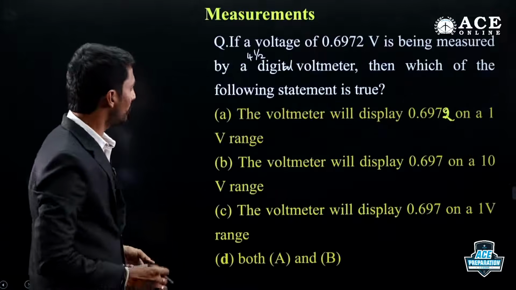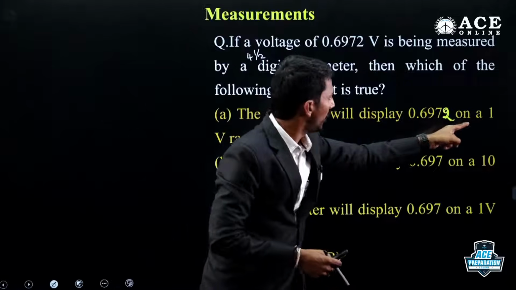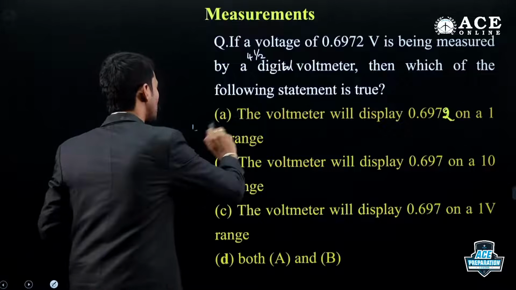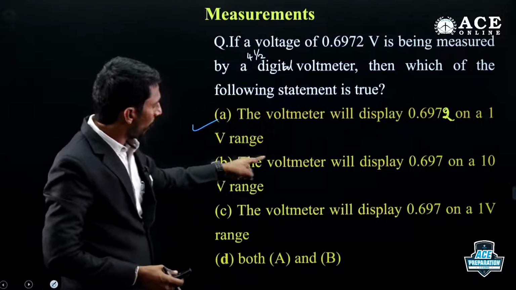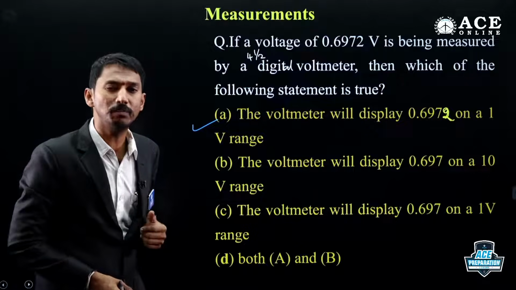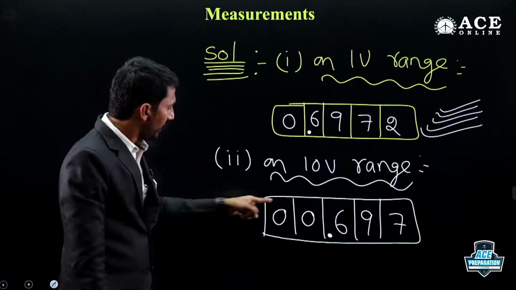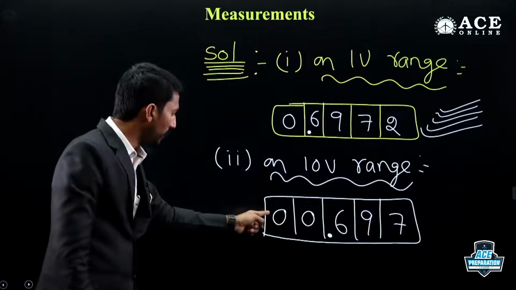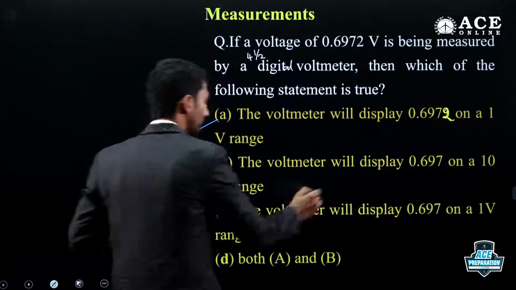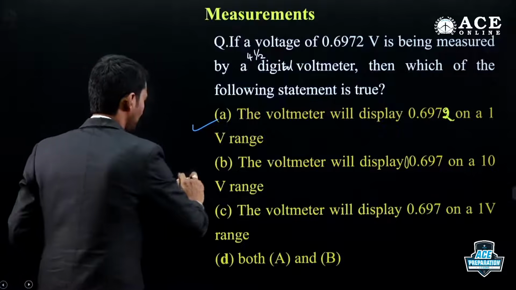Now verify that. Here, the voltmeter will display 0.6972 as it is on 1 volt range. Yes, 6972 correct. So therefore, the first option is correct. Next, the voltmeter will display 0.697 on 10 volt range. What does it mean actually? Here, after the decimal 0.697. Yes, obviously, after the decimal 0.697. Actually, the meaning is 00, but he is giving only a 4-digit number. Otherwise, you can take it like this. It will be given, no need to worry. So therefore, it is also correct.